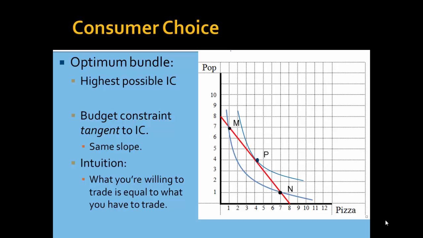What can we say about point P? The first thing we can say is that that's the highest attainable indifference curve that we can reach. And at point P, the budget constraint is tangent to the indifference curve. It has the same slope. The intuition here is that at point P, what you're willing to trade, the slope of the indifference curve, is equal to what you have to trade, the slope of the budget constraint, which is determined by the relative prices. And so there are no mutually advantageous trades that you can make. There are no trades that would leave you better off that are also available to you at current market prices.